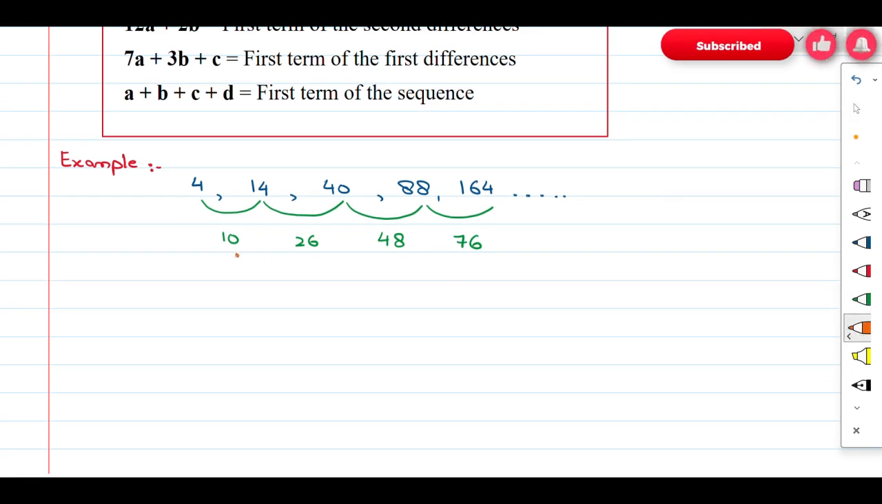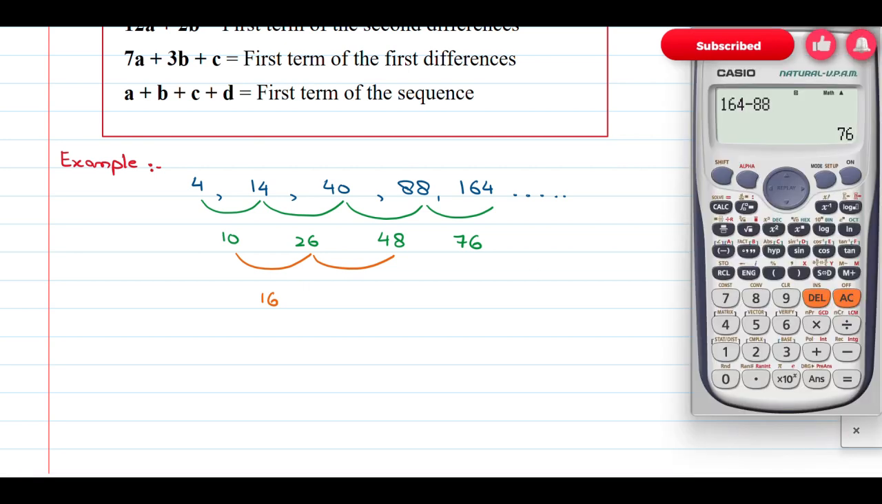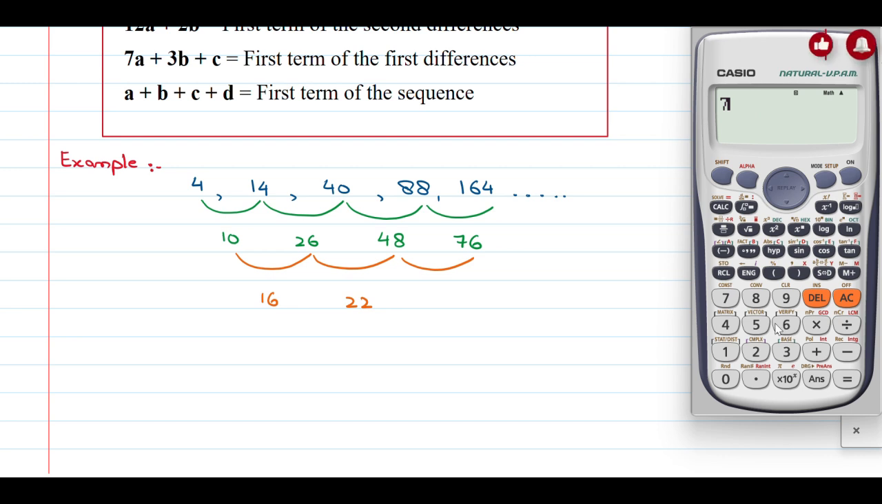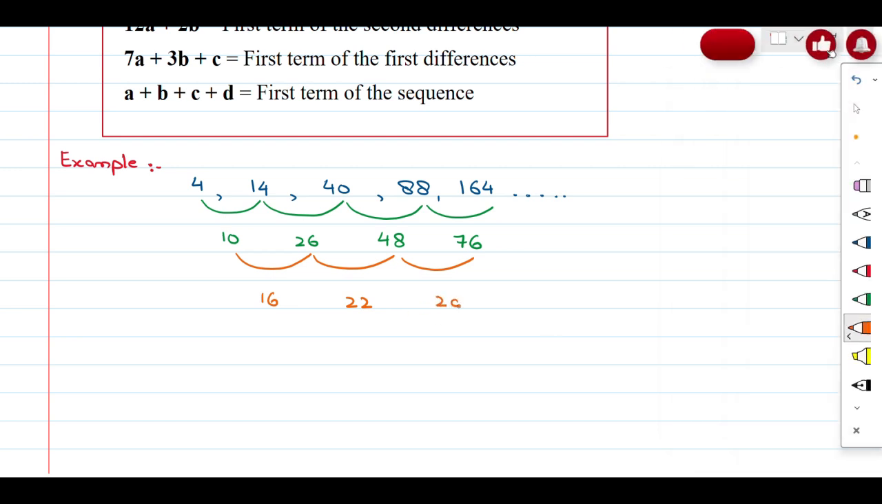Okay. So the second difference: the difference between 10 and 26 is 26 take away 10, which is 16. The difference between 26 and 48, 48 minus 26, is 22. The difference between 76 and 48, 76 minus 48, is 28. The second difference is not constant, so the sequence is not a quadratic sequence. Let's move to the third difference. If the third difference is constant, then that sequence is a cubic sequence.